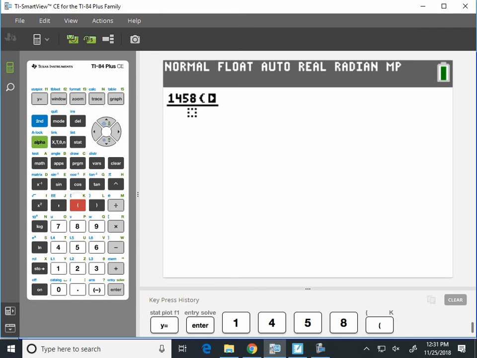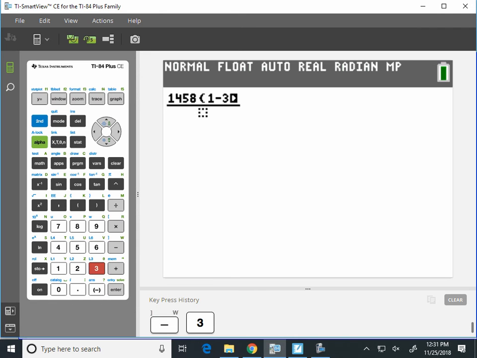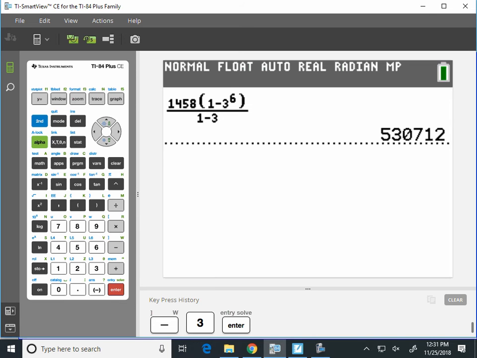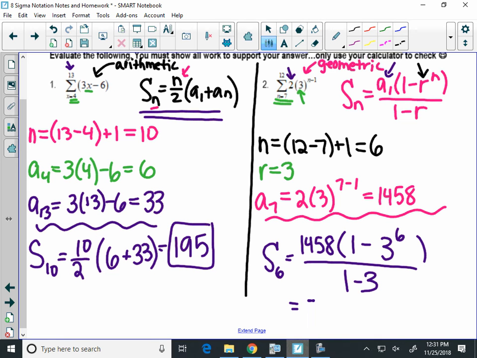1,458 times 1 minus 3 to the 6th over 1 minus 3. And this is your sum, 530,712. That is a big number. That's ultimately what you wanted. So for the first two problems, yes, you needed to show all of that work.